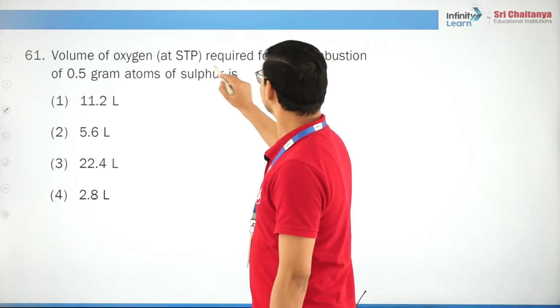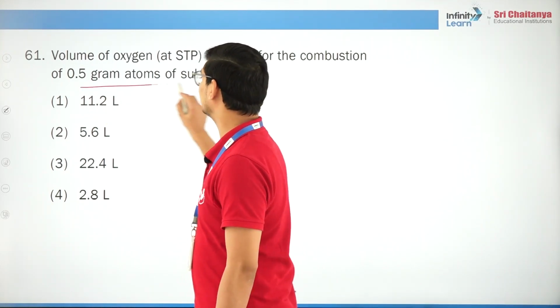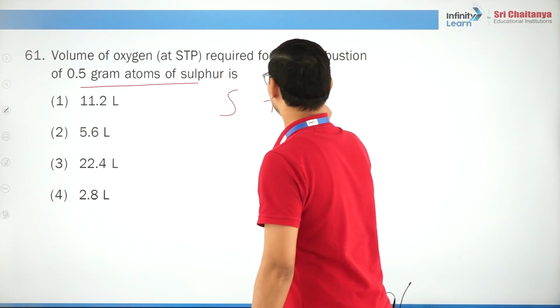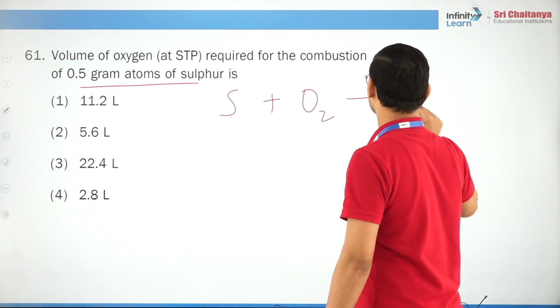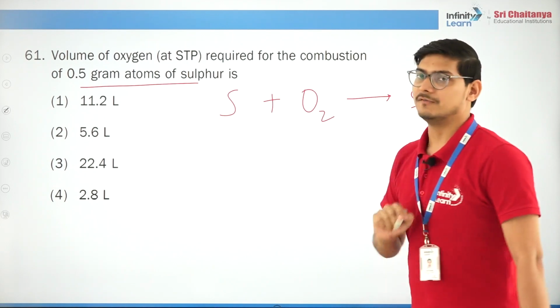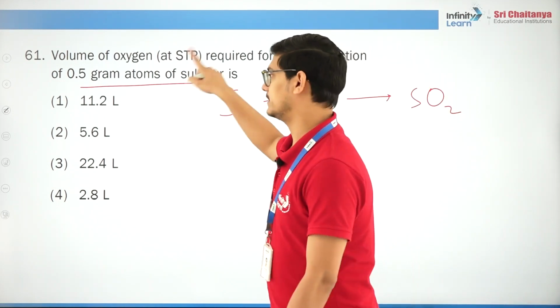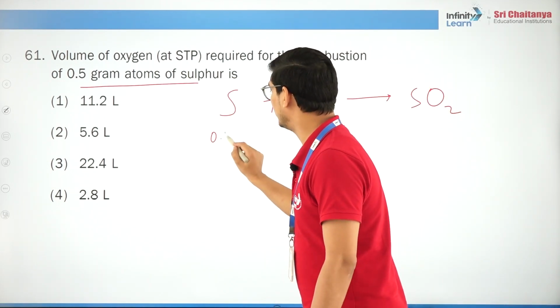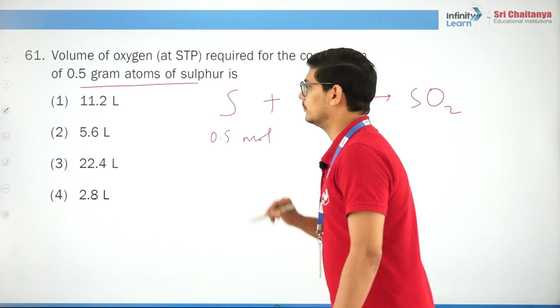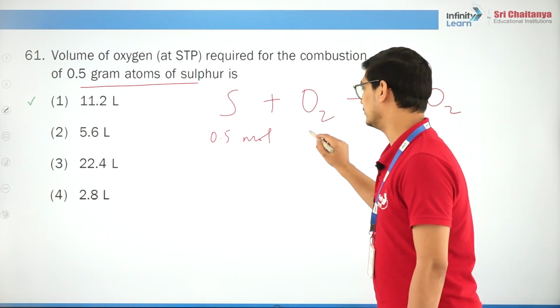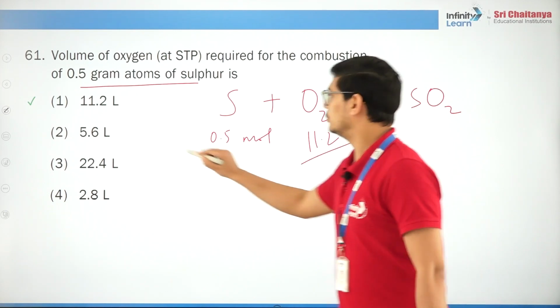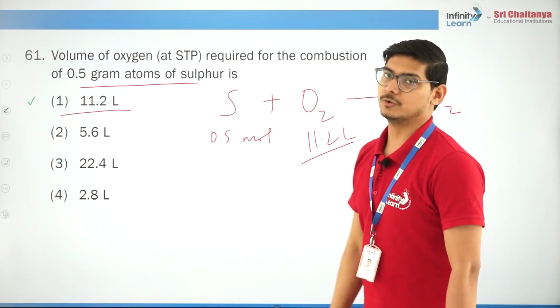Volume of oxygen at STP required for the combustion of 0.5 gram atom of sulfur. Oh, it's a very simple equation. S plus O2 gives SO2. 1 gram atom is 1 mole. Remember, do not make a mistake there. So 0.5 gram atom is 0.5 mole, right? So this is also 0.5 mole, which is 11.2 liter, right? Because the molar volume is 22.4 liter.